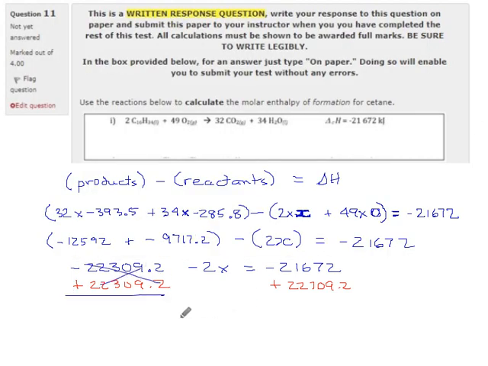These cancel completely, and we get minus 2x equals 637.2. Divide by negative 2. And we get x, the heat of formation for cetane, must be minus 318.6. And that would be kilojoules per mole, which is the proper unit for a delta H.